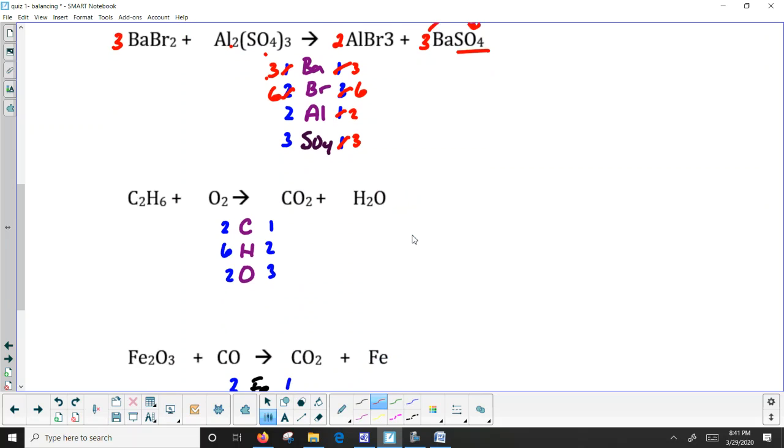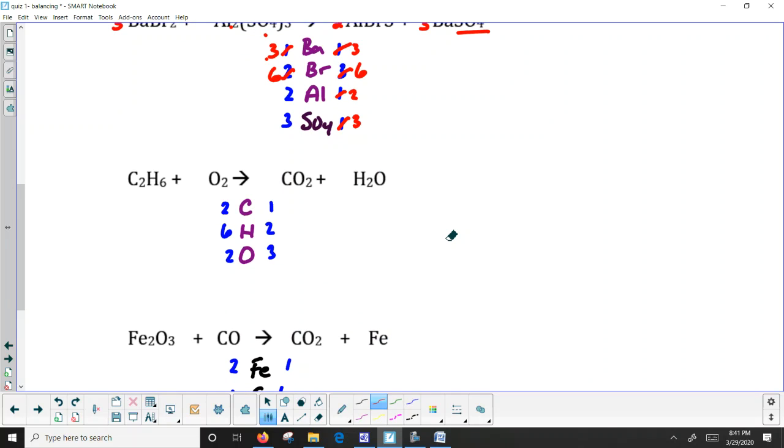All right, let's look at this one. You have a combustion reaction. So in this combustion reaction, you have to keep in mind, whenever you're doing these reactions, you always do them in this order. CHO, CHO. Do the carbons, hydrogens, oxygens. You do that, it's easy to do.